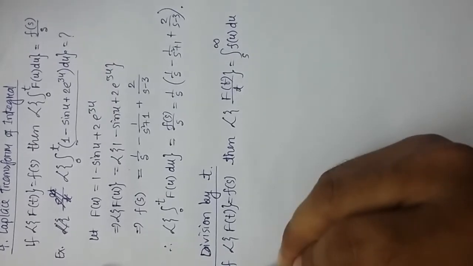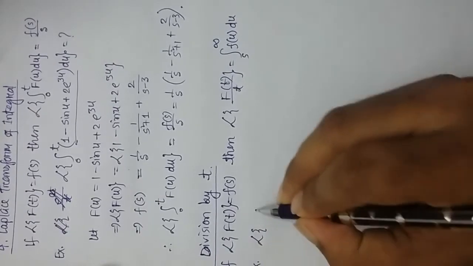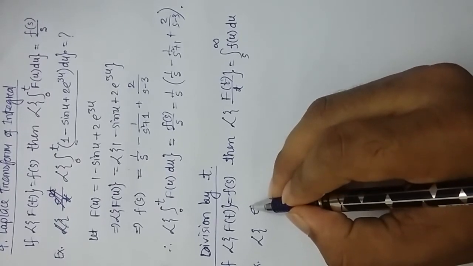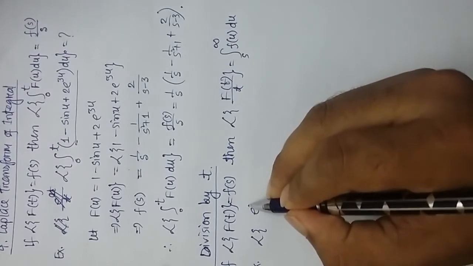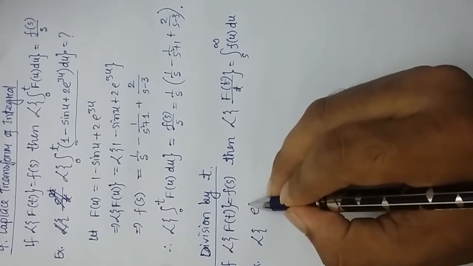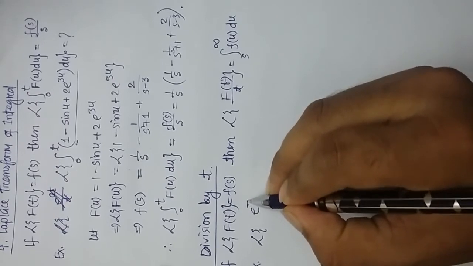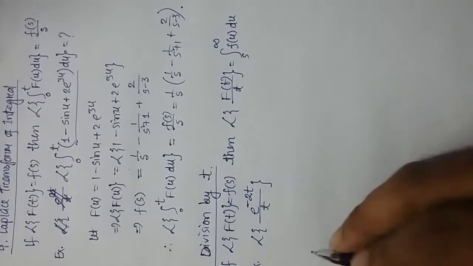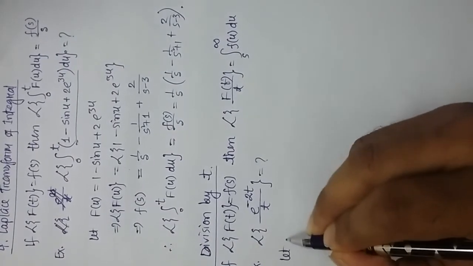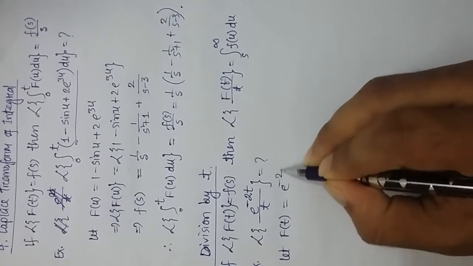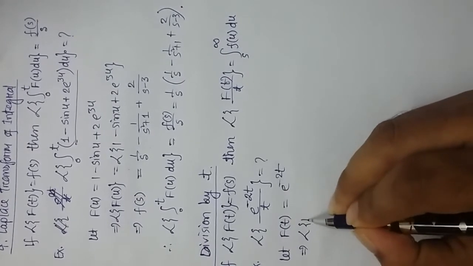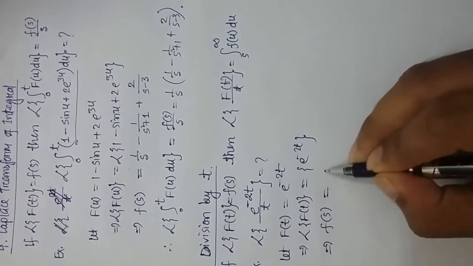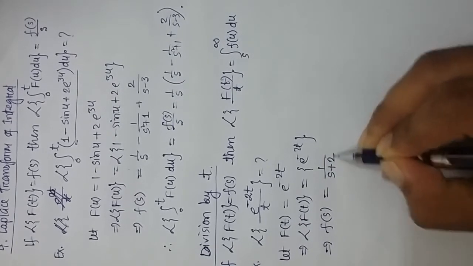Okay, like example, Laplace transformation of, say, e to the power minus twice t by t. It's a very simple example. Okay, this equals to what? So comparing the property, we can write f of t equals e to the power minus twice t, and its Laplace transformation, that is F of s, equals 1 by s plus 2.